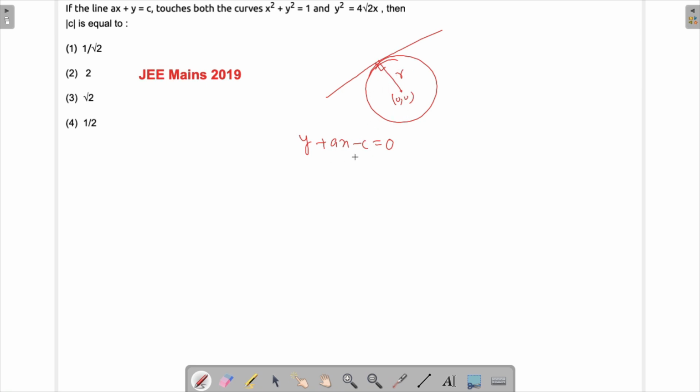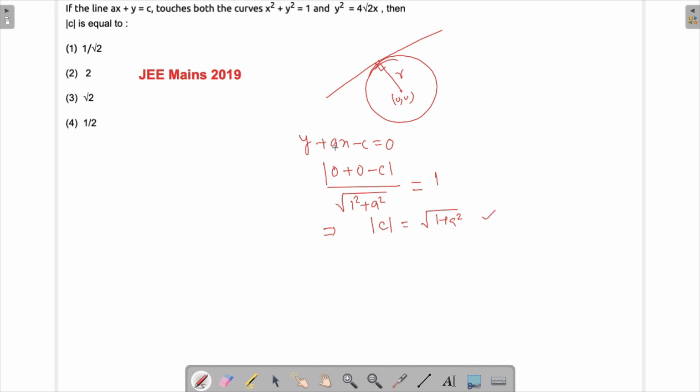So if I drop a perpendicular, what will happen? 0 plus 0 minus c upon square root of 1 square plus a square, right? So now that is going to be equal to 1, right? So we can say that this mod of c is going to be equal to square root of 1 plus a square, right? So that is what will be my value, right?